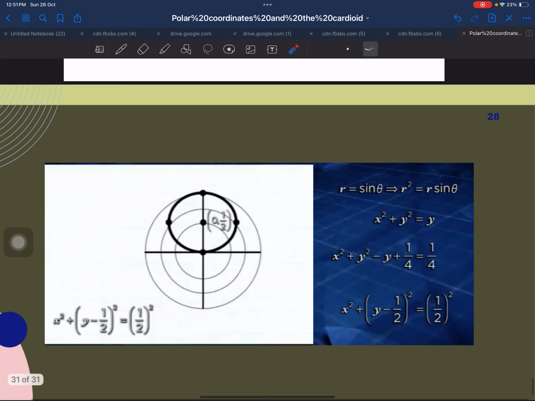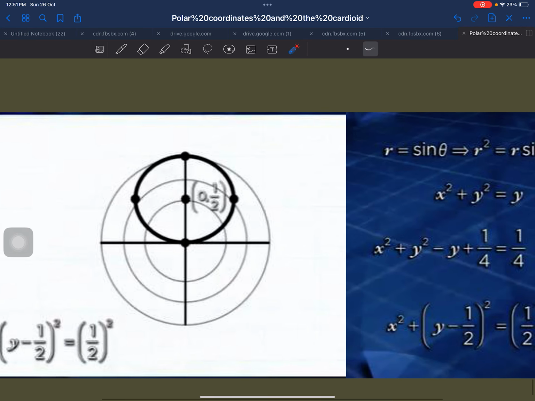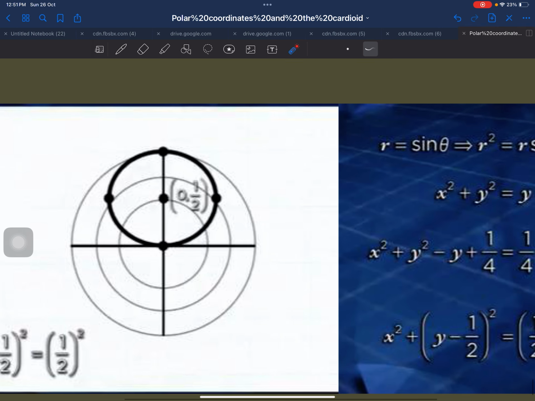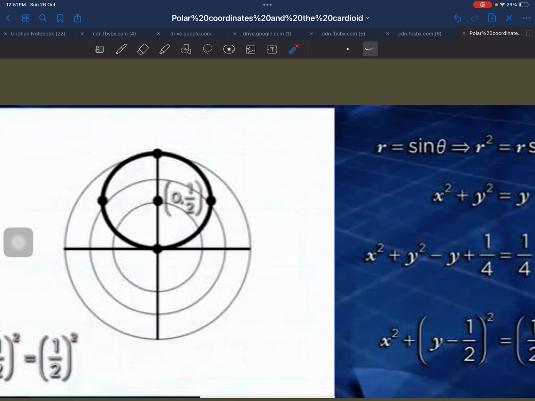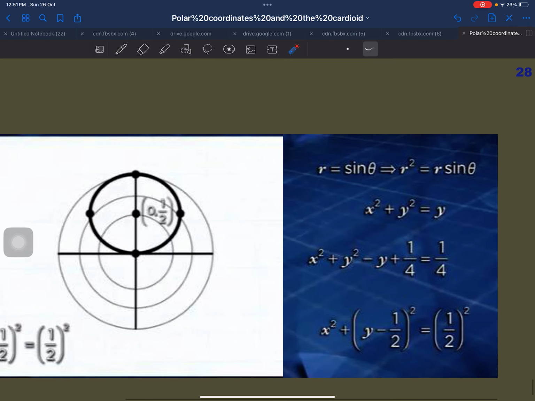Well, you can manipulate the equation and get into Cartesian coordinates. And then truly, it will look like a circle. So, let's do the computation. You start with r equals sine theta. We want to convert this into Cartesian coordinates x, y. So I want to get rid of the r and the theta. What I'm going to do is multiply both sides by r, then things will be simplified.